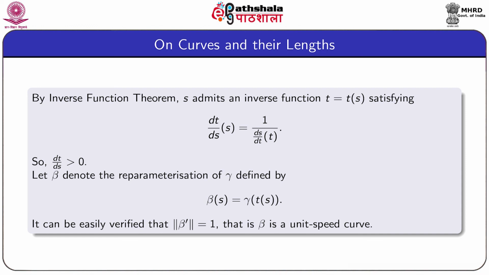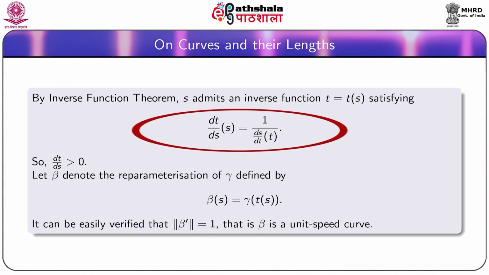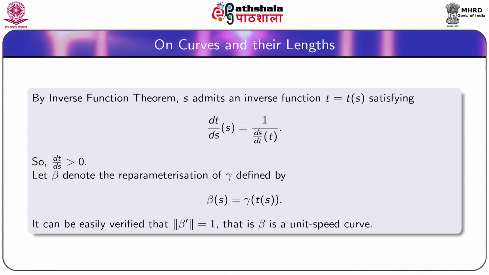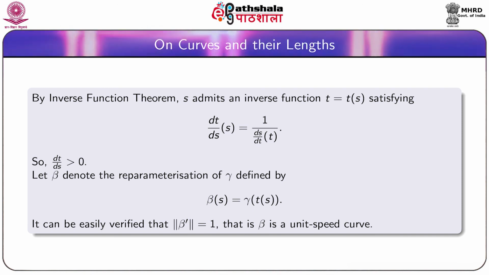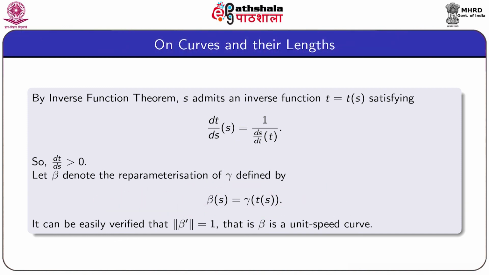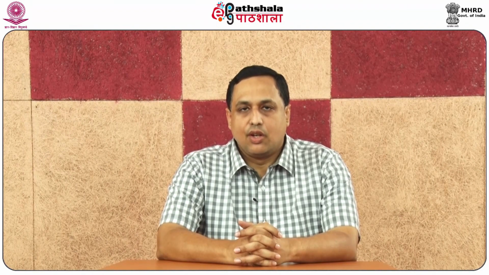By the inverse function theorem, s admits an inverse function t equals t(s), which also satisfies dt/ds equal to the reciprocal of ds/dt at the point t. So, dt/ds is greater than 0. Let beta denote the reparameterization of gamma defined by beta(s) equals gamma(t(s)). One can easily check that norm of beta' is 1, that is, beta is a unit speed curve. So, in this module we discussed smooth curves, piecewise smooth curves, rectifiable and non-rectifiable curves, and properties of rectifiability. We conclude here.